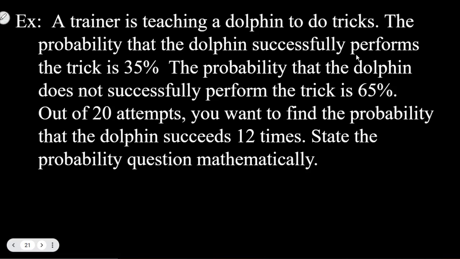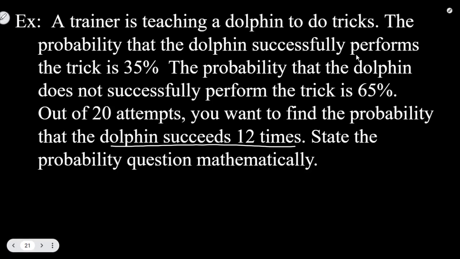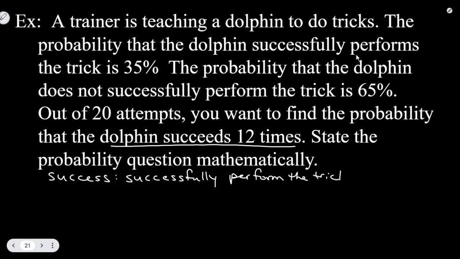So first of all, we want to define success. We want the dolphin to succeed 12 times. So success is actually they successfully perform the trick. Okay. Next, we're going to find the probability of x equaling 12. And that is basically how we define this.